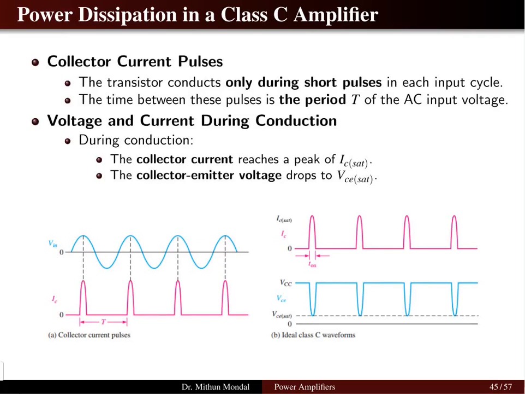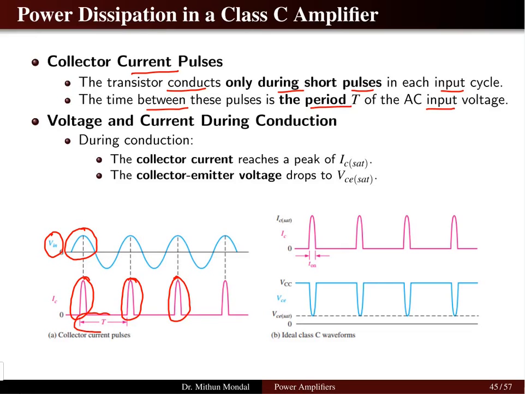If we talk about the power dissipation, the collector current pulses are formed because the transistor conducts only during short pulses in each input cycle. So if we see the input AC cycle in the voltage input, we get the collector current. This collector current is present for each cycle of the input for a very small duration, that is, less than 180 degrees. The time between these pulses forms the period T of the AC input voltage. So this is the time between the two pulses, which is basically the time period.